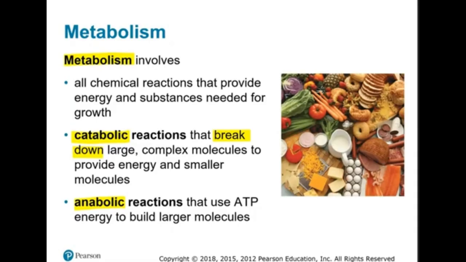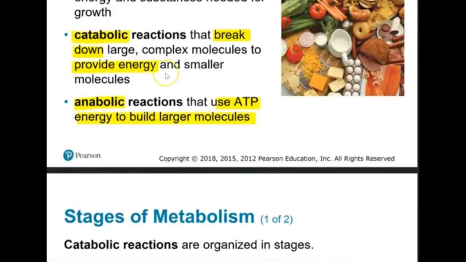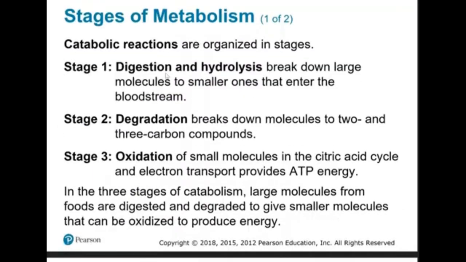Anabolic reactions use the energy of ATP to synthesize, to build larger molecules. So catabolic reactions, for the most part, provide energy. So there are three main steps in catabolism of nutrients.